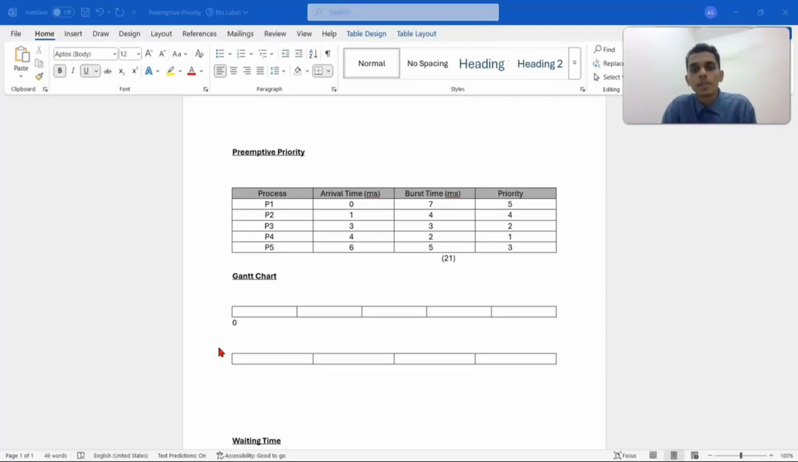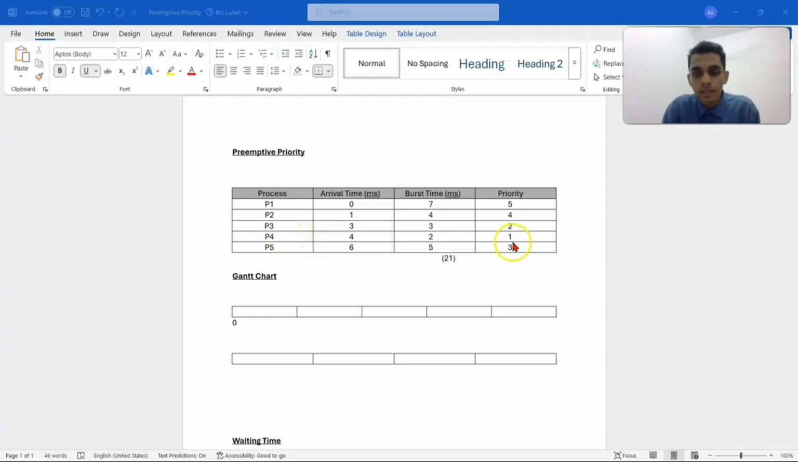Chapter 5 CPU scheduling. As you can see, there's a table here with 5 processes: process 1, 2, 3, 4 and 5. Each of them has its own arrival time, burst time and priority. Arrival time is the time the process arrives, burst time is the total amount of time it takes for the process to run, and priority is the order in which a process is executed first. The lower the number, the higher the priority.